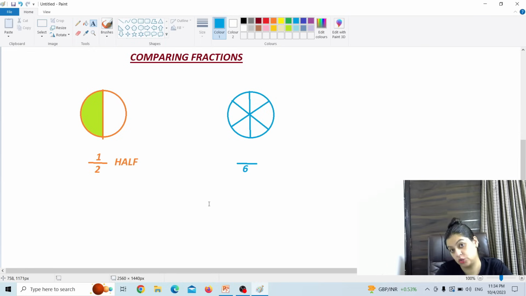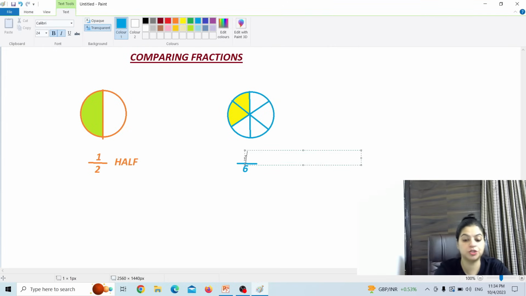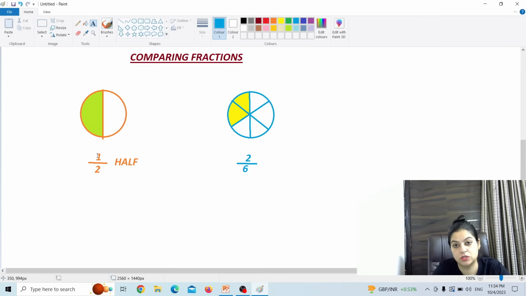Out of 6, you are getting, let's say, 2 parts. So your share will be 2/6 or 2 out of 6. Now, if you see these numbers, 1/2 and 2/6, 1 and 2 are smaller than 2 and 6. But which is the greater share?